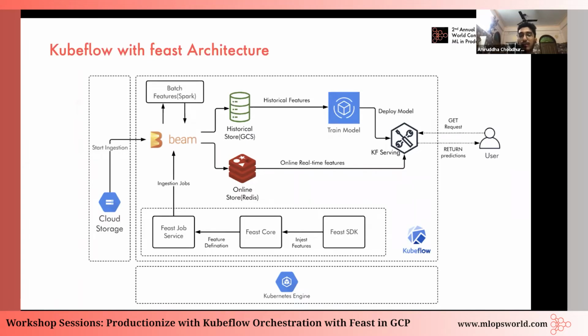Once you're done, you have another part, your online Redis store, which has low-latency, real-time features. You can quickly call this online Redis store from Feast, hit the particular endpoint in KFServing, and build the KFServing service. After that, you can send a get or prediction request to it. Now, there is a Feast SDK, and that Feast SDK will have a client, a core, or a Feast job service, which we're going to see in the notebook, showing how we are using it.